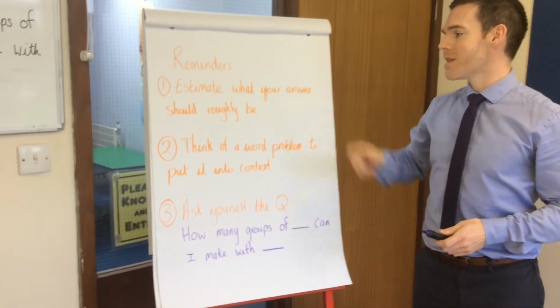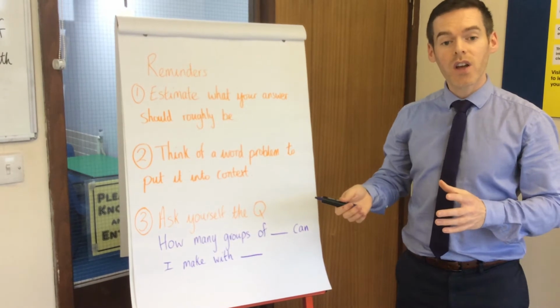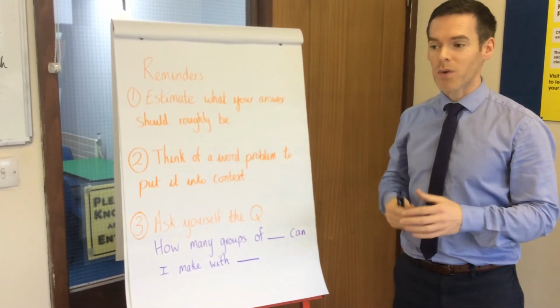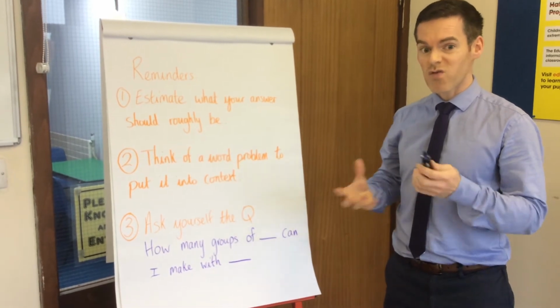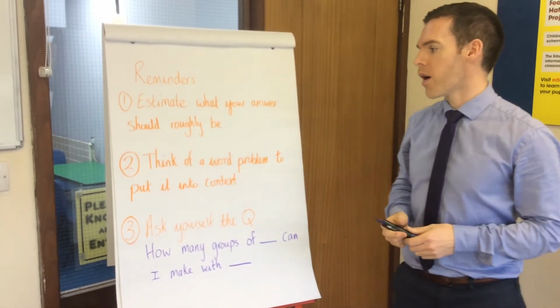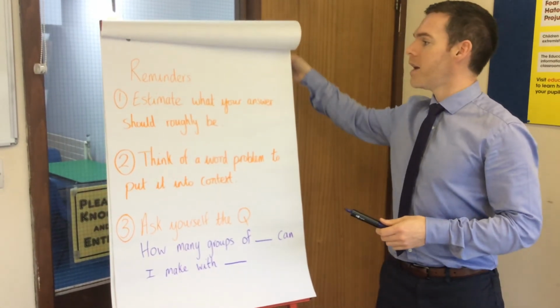Remember to always estimate what your answer should roughly be. So we estimated around 700, and it was 861. So it's a little bit out. Hopefully your estimates will usually be a little bit closer, but you can see that it's roughly not far off where our actual answer was. Think of a word problem to put into context.